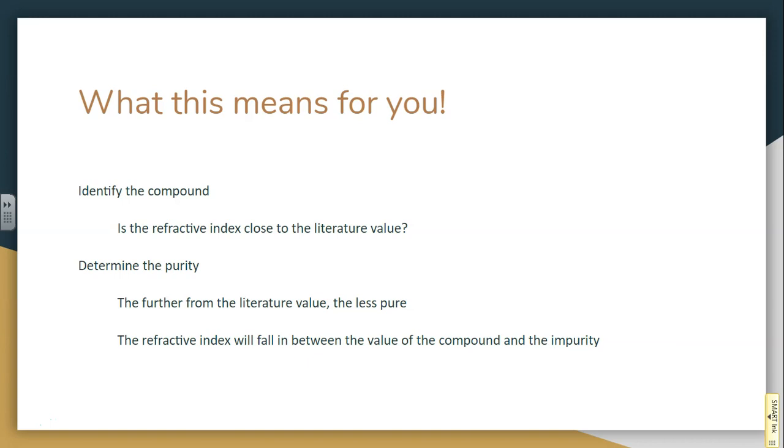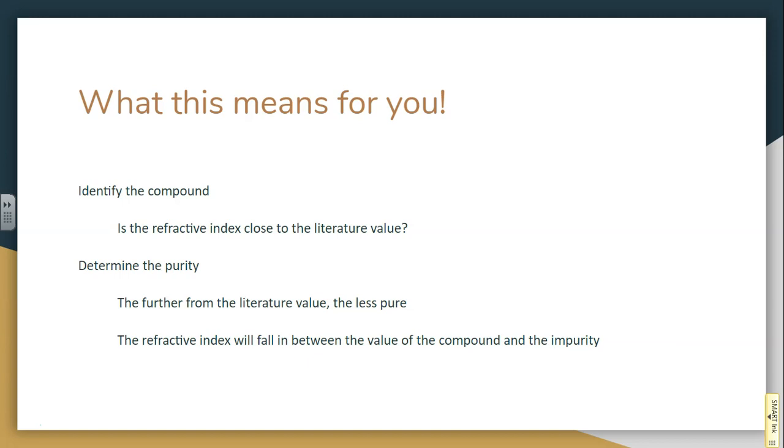Even though it's a very simple instrument to use, you can actually get two types of things from this, which you can't from the more expensive sorts of things in the lab. The first thing you can do is identify the compound. If you know what compound you're trying to make, and the index of refraction is very close to that literature value, then you know that you probably made the compound that you were trying to make. You just compare the two indexes of refraction, the experimental versus the literature. If they're close, then hey, you probably did a pretty good job making that compound.